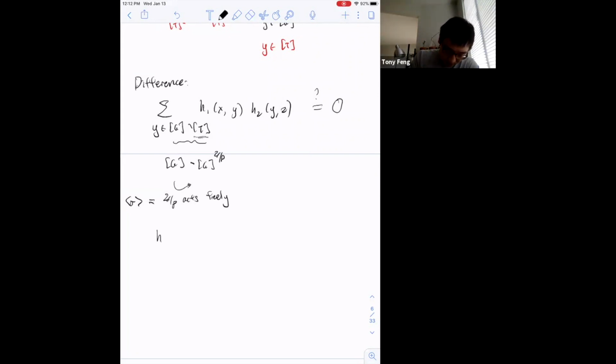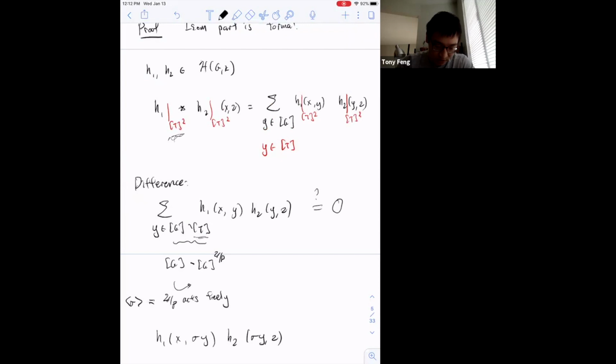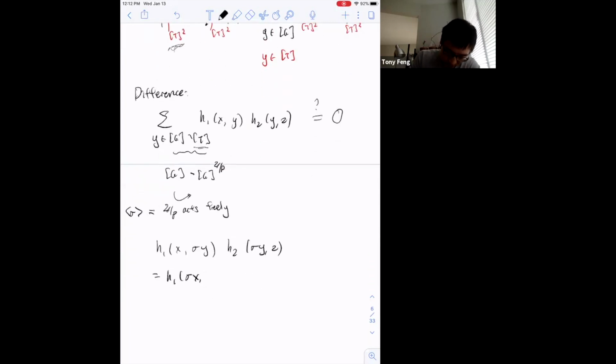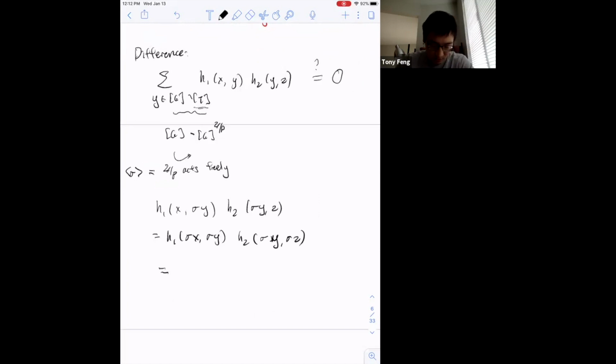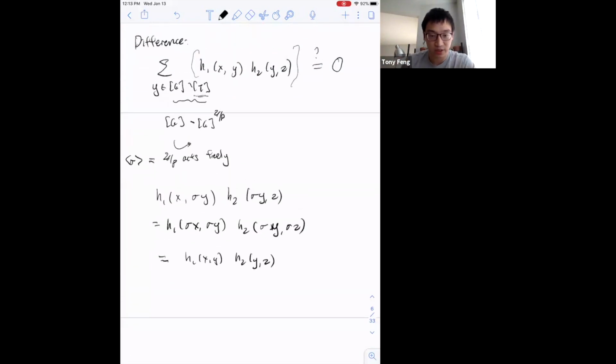And I'm going to observe that H1 of x, sigma y, H2 of sigma y, z, well, x and z are supposed to be drawn from this thing. So this is the same as H1 of sigma x, sigma y, H2 of sigma y, sigma z. And then because by definition this Hecke algebra was invariant under diagonal translation, it's the same as H1 of x, y, H2 of y, z. So actually, what we're seeing is that the value of this summand over a Z mod P orbit is the same at every point of an orbit. And in particular, since you act freely, it's the same at P different points. So when you add up the value at this orbit, you're just going to get 0.